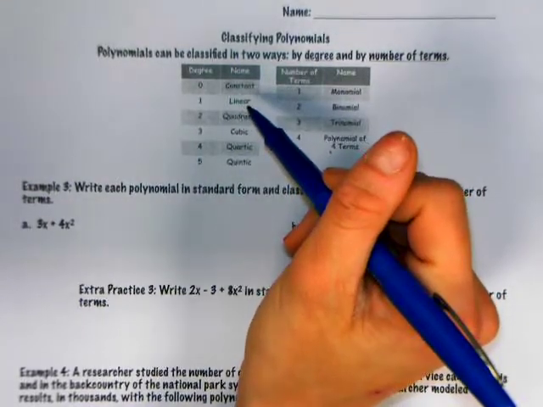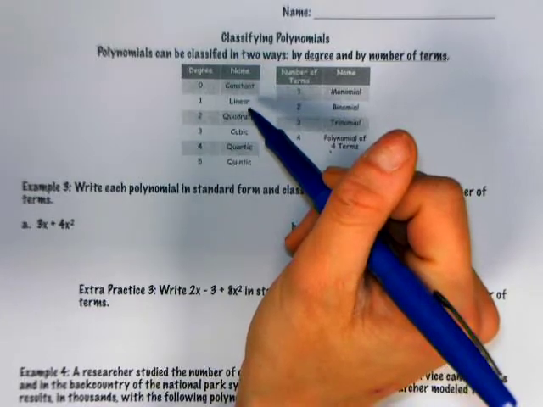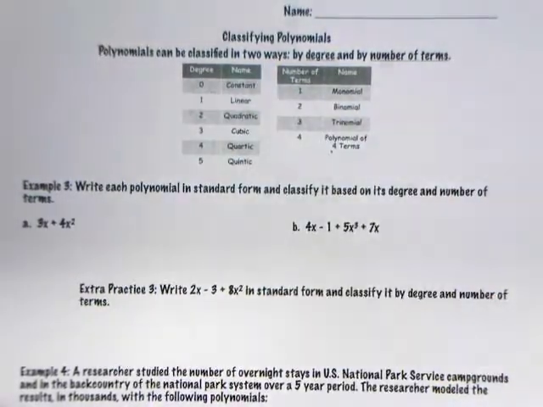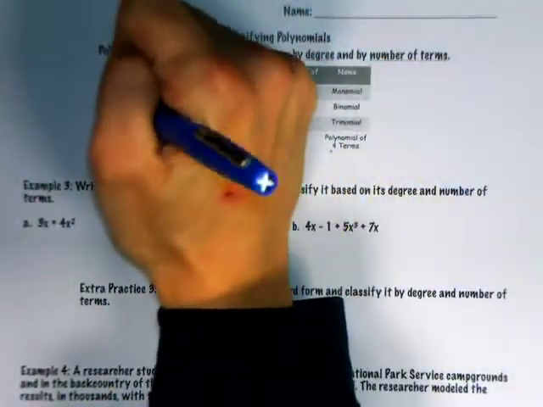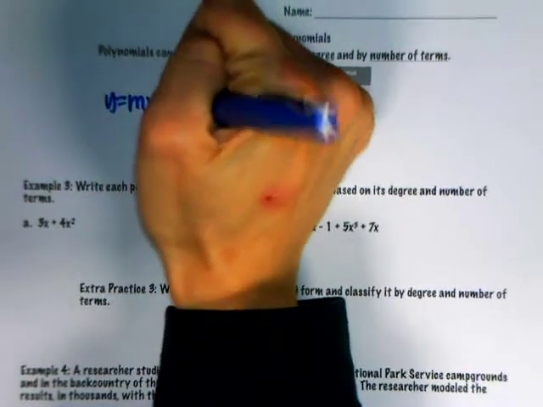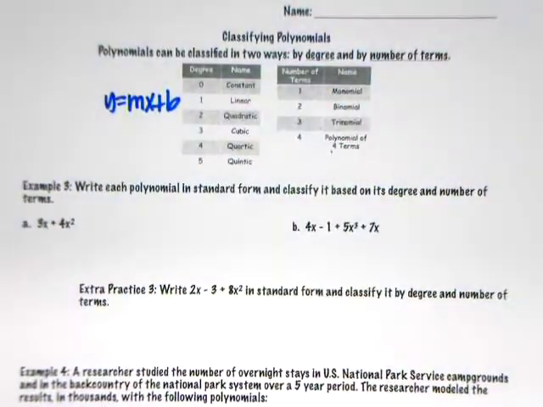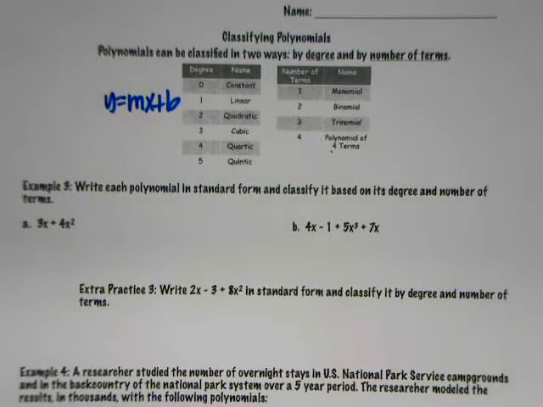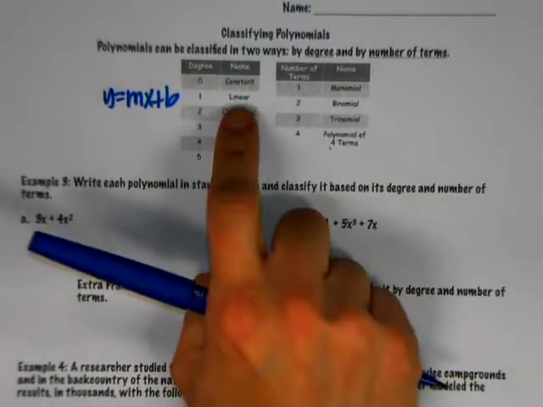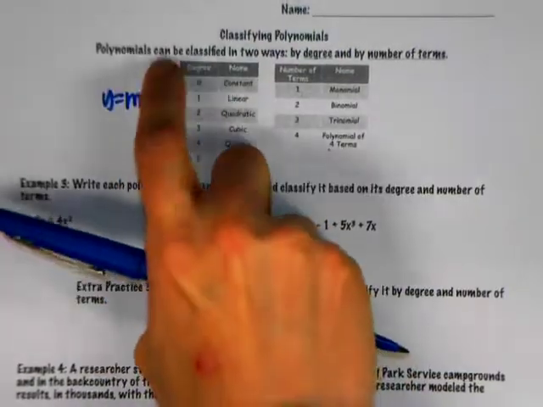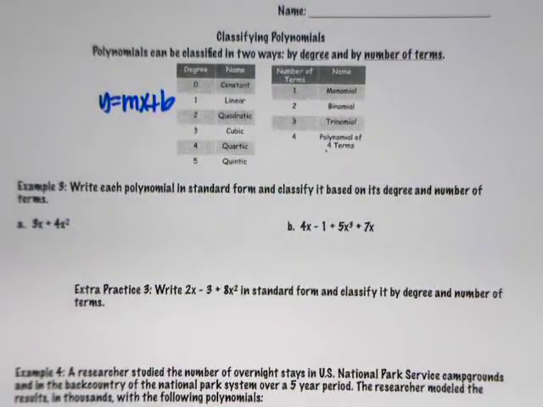Degree of 1, like x to the first power, is linear. The way I remember that one is with our formula, y equals mx plus b. What does y equals mx plus b make on a graph? Yeah, but what kind of shape? A line. Yep, so it's linear. It makes a straight line, and it's x to the first power. The highest exponent is just a 1. Okay?